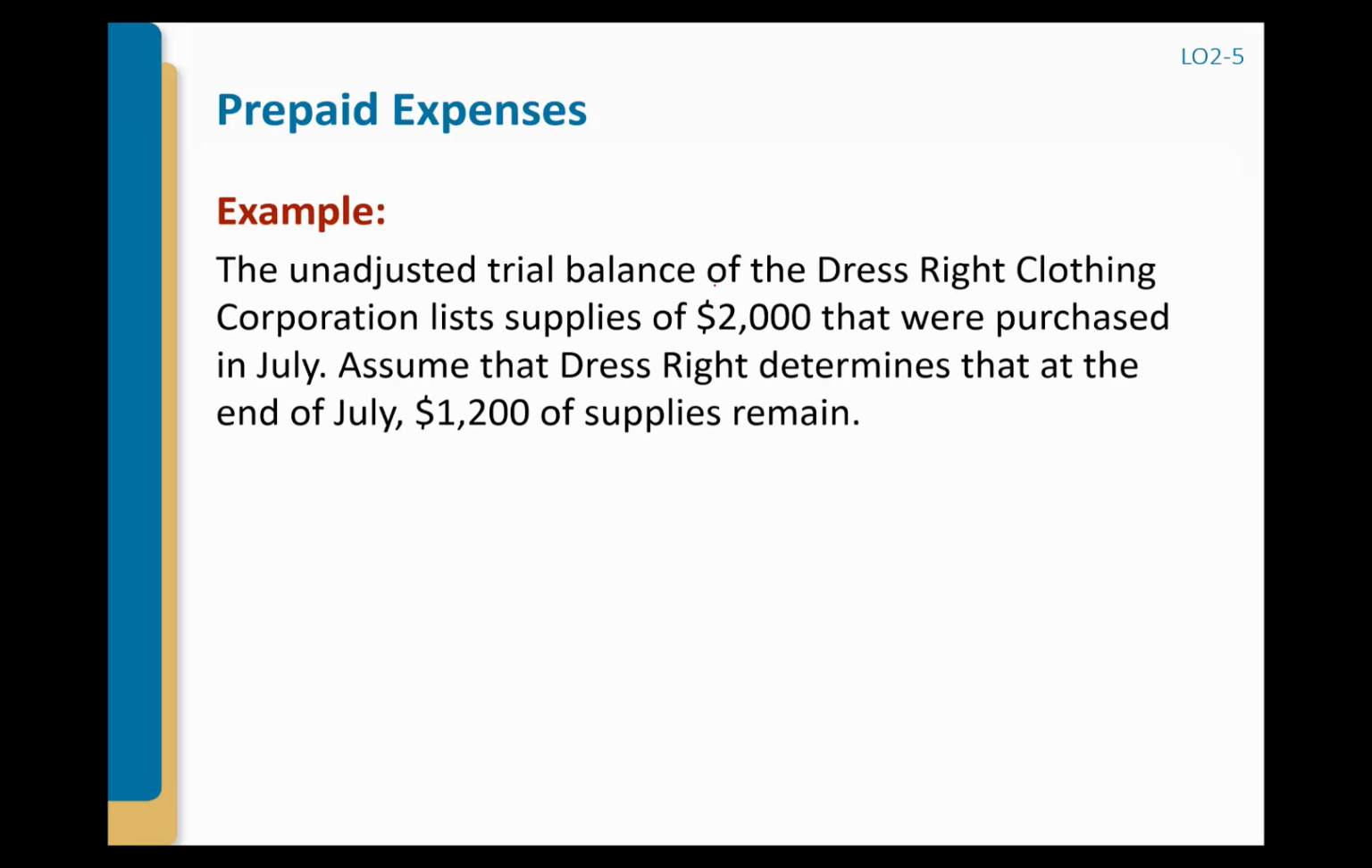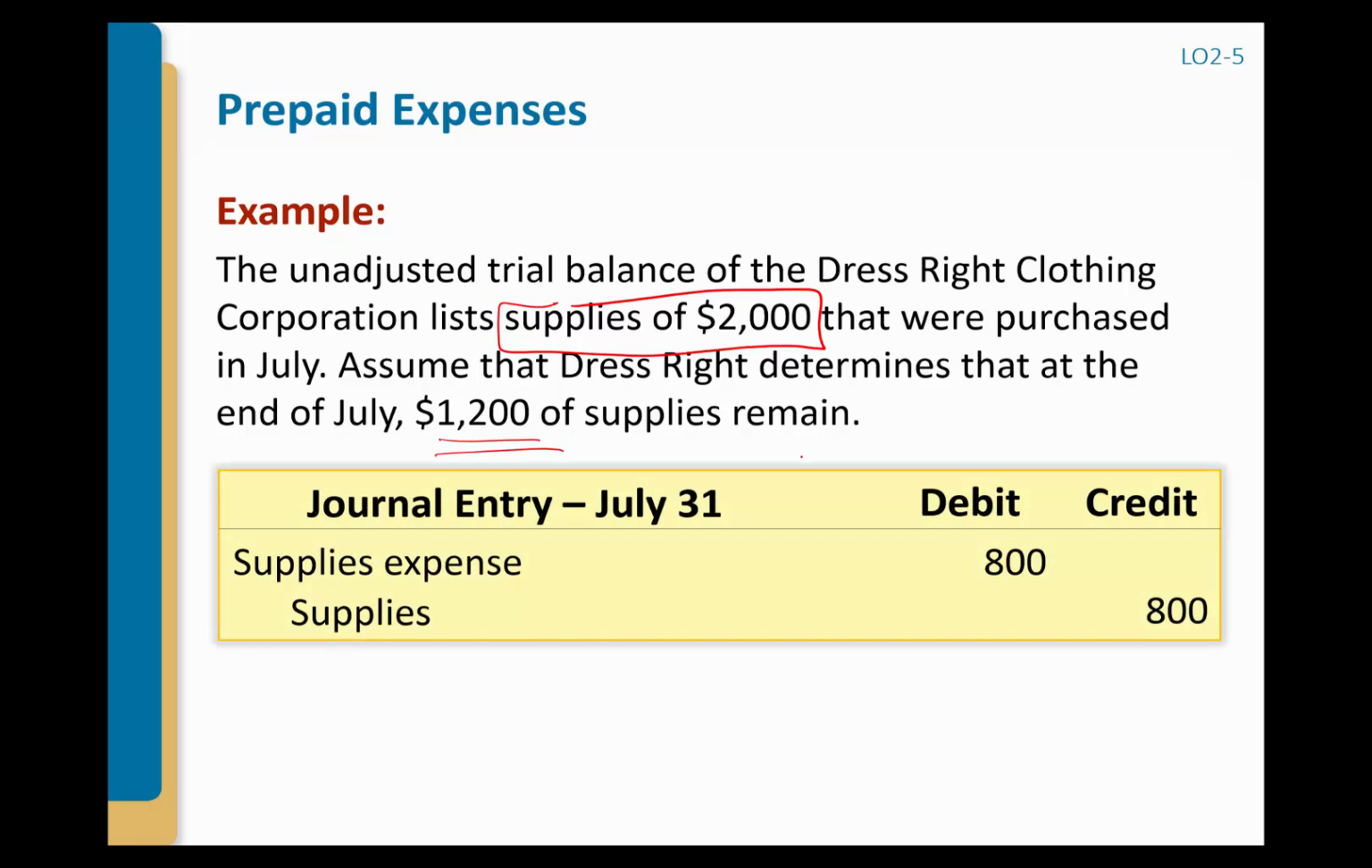So in our example here, we have a trial balance and we have supplies of $2,000 that we purchased, and now we determine that at the end of July, there's only $1,200 of the supplies that remain. Therefore, you are recording $800 of supplies expense, and you are recording $800 to the supply account.